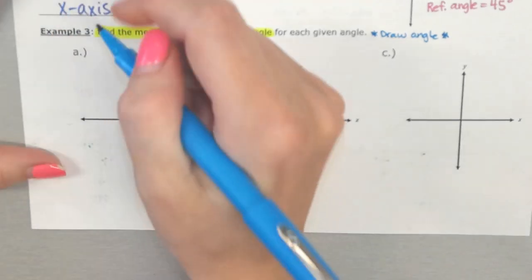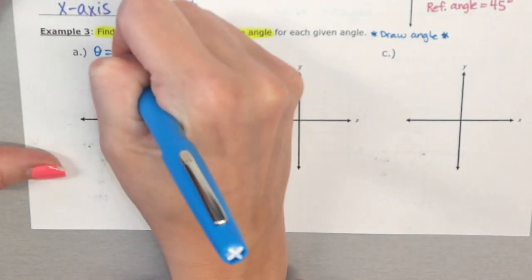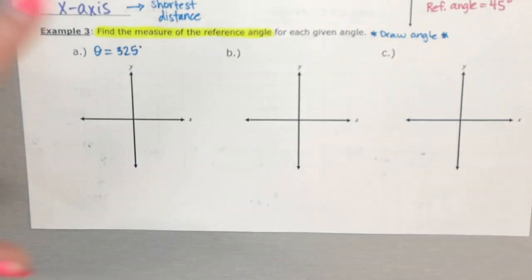All right, so for A, we have theta equals 325 degrees. So the first thing you're going to do is just draw that angle. So I want you to think about that.